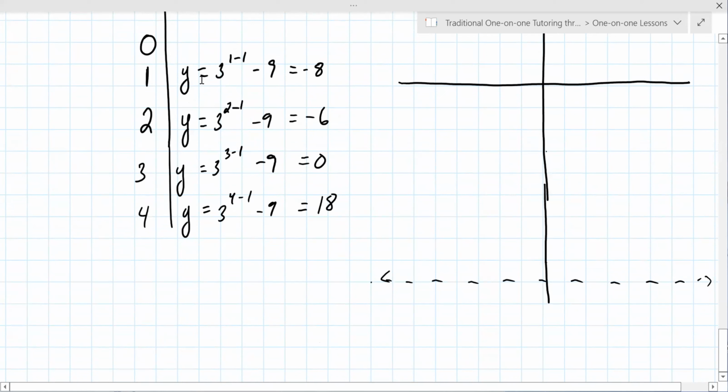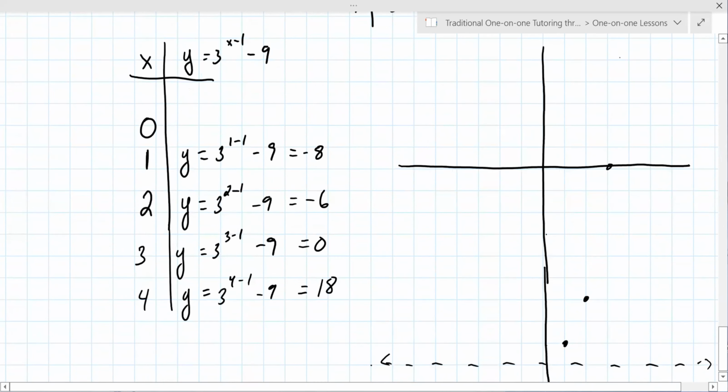And then you just graph these other points. So 1, minus 8; 2, minus 6; 3, 0; 4, 18. It's really hard to get it in there, but the graph looks something like this. I mean, you've got it on yours. They're looking for the table work and the points.